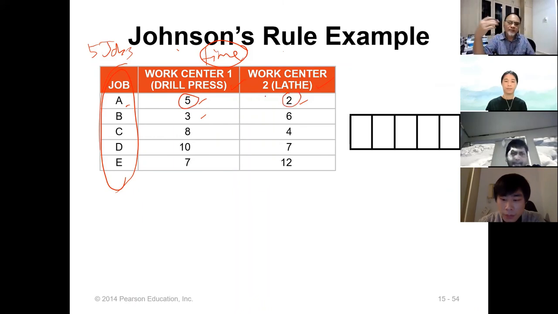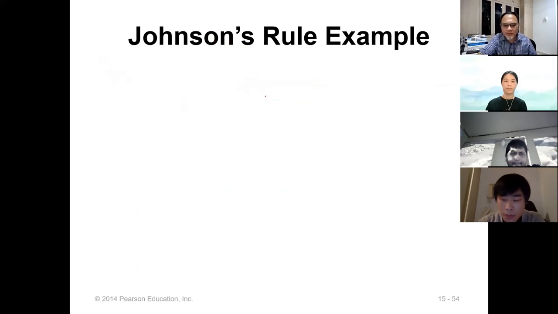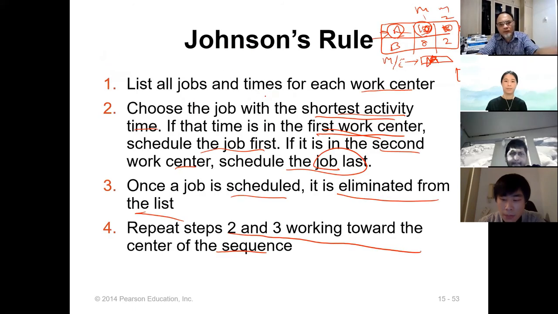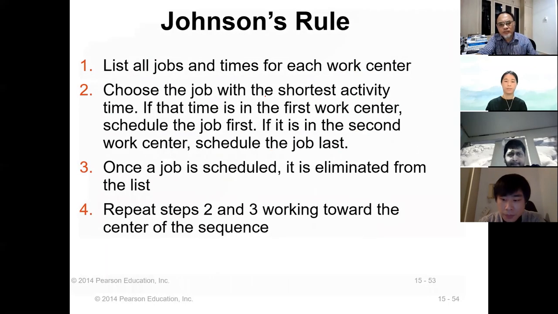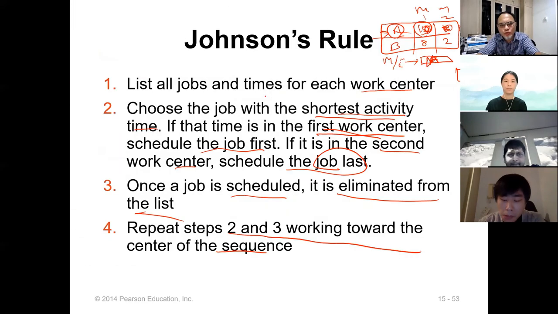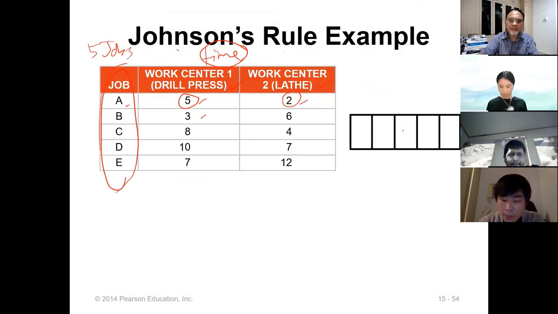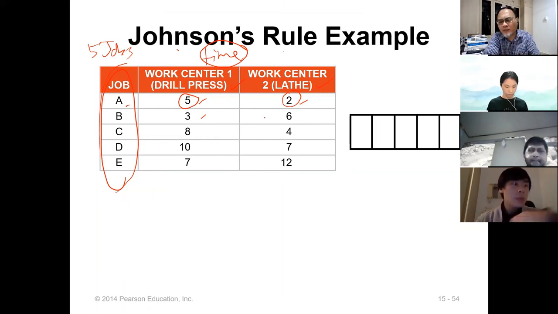So what does the rule say? We have done number one, list all the jobs and time for each work center. Number two is choose the job with the shortest activity time. If that job is in the first work center, schedule the job first. If it is in the second work center, schedule the job last. So you start with A. The shortest time is at which work center, the first or the second?